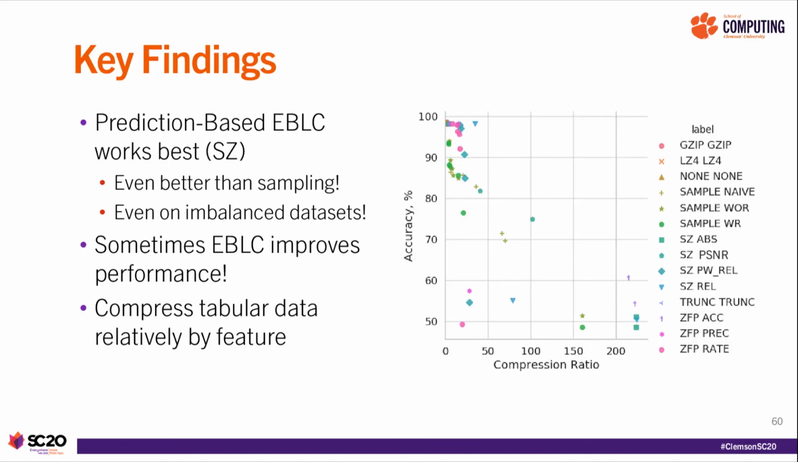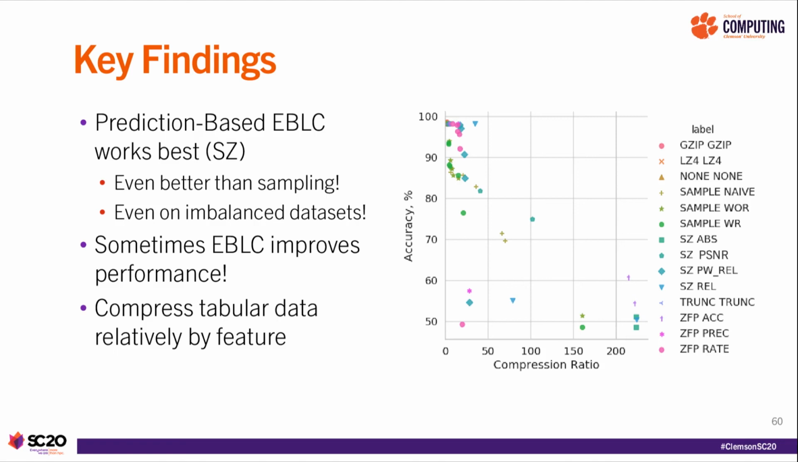The figure on the right represents an example of some of our findings. When we compared against a wide variety of different compression techniques, we found that compression based off of prediction in error-bounded lossy compression, such as SZ, tended to work best. We found that it worked even better than the sampling techniques and was more consistent, even on problems where the balance of the dataset was not very good.